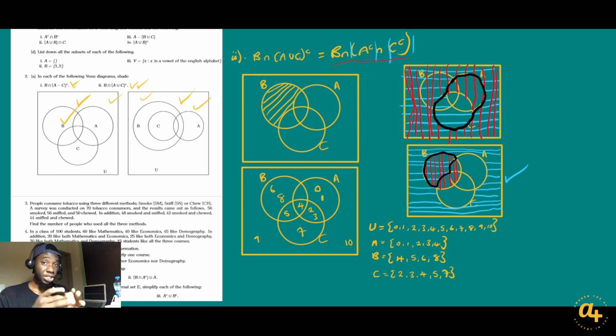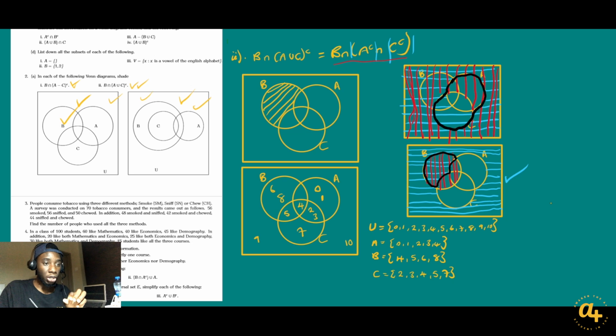Now that we are done shading the set B intersection A complement intersection C complement on our final Venn diagram over here, we're going to do one small thing for the unbelievers out there, and that is prove that the set that we have shaded on our final Venn diagram is really B intersection A complement intersection C complement. We are going to do that using the elements that we have here and the Venn diagram that has these elements illustrated on it.